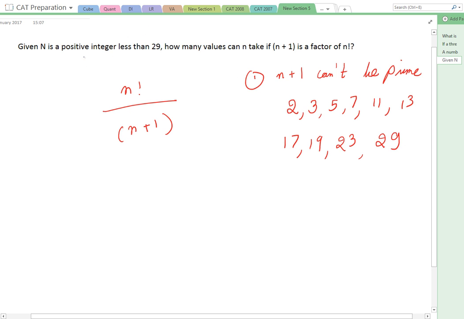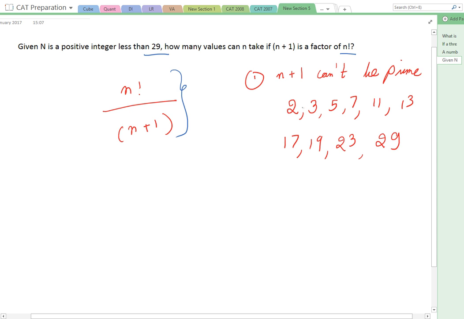In this question, n is a positive integer which is less than 29. And now we need to ask how many values can n take where n plus 1 is a factor of n factorial. So n factorial by n plus 1 should be an integer. One thing you can straight away eliminate is that n plus 1 cannot be a prime number, because then n factorial will not have n plus 1 as a factor.